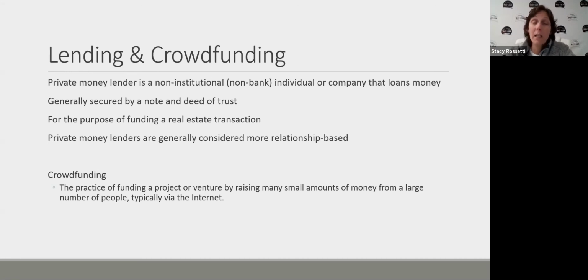I'm telling you, lending and crowdfunding is your ultimate goal as you go through the real estate investing journey. It's totally doable because I'm doing it. And guess what? Ten years ago, I had no idea what crowdfunding even was. It's totally doable.